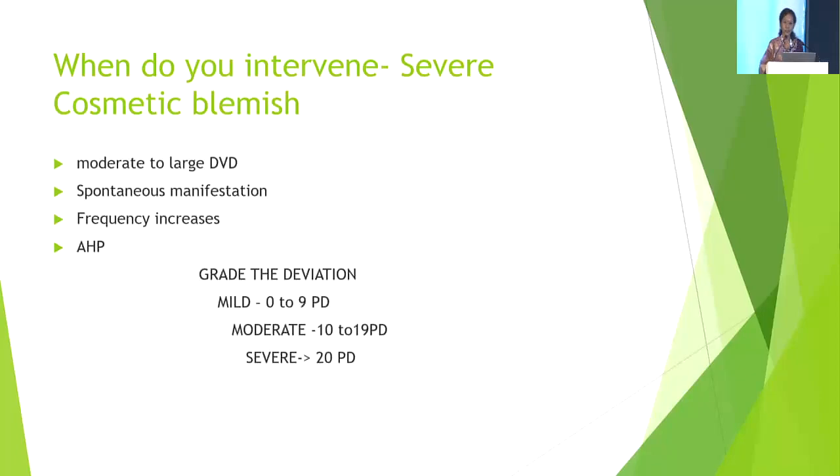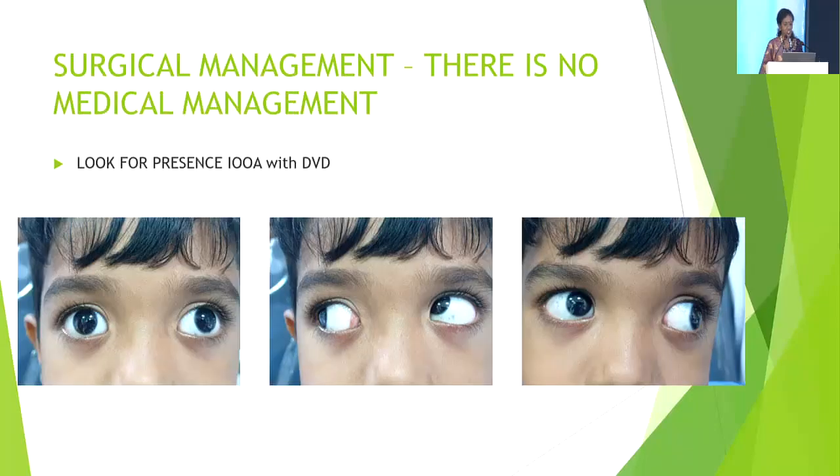When is it a cosmetic blemish? When you have a large, spontaneous DVD, the frequency is more often frequent, and there is an anomalous head posture. So you grade the deviation, measure the deviation, and then go about the surgical correction. Sadly, DVD has no medical management. It's always surgical. And the first thing that you look for is, is there an inferior oblique overaction?